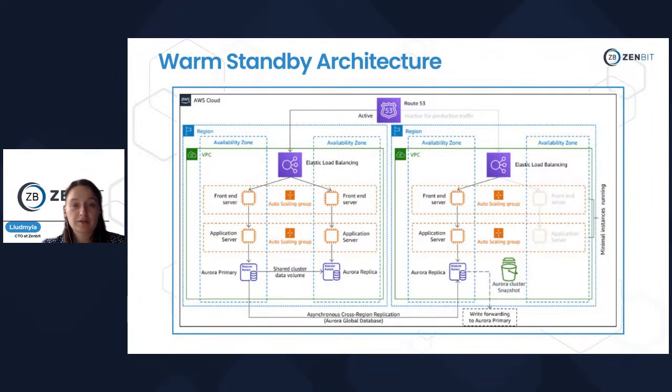Next one is warm standby. So the warm standby approach involves ensuring that there is a scaled down but fully functional copy of your production environment in another region. So very similar to the first approach, but this one is much faster because you don't recover service by service, you recover full environments.